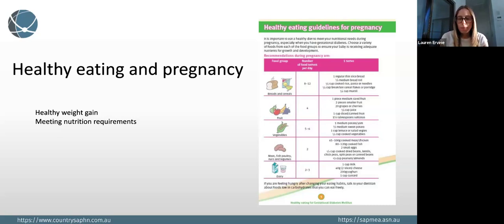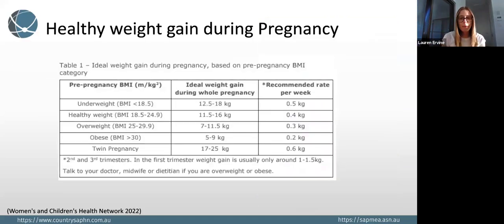What I'm going to be talking about, at least to start off with, is healthy weight gain during pregnancy and meeting general nutrition requirements. Typically, if someone came to see us in private practice, it would be making sure that they're hitting their everyday nutrition targets for the serves of the main 5 food groups: breads and cereals, fruits and vegetables, meat and vegetarian or vegan protein sources, and dairy products, to ensure that they're supporting their own body through pregnancy and also their growing baby as well.